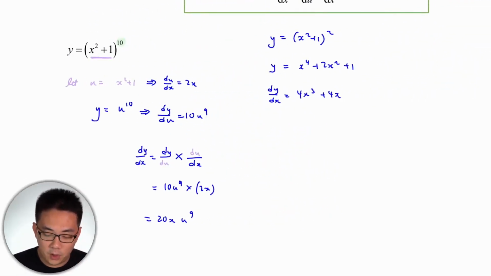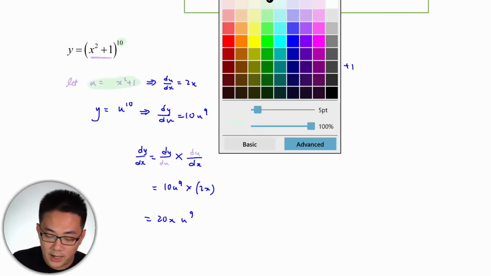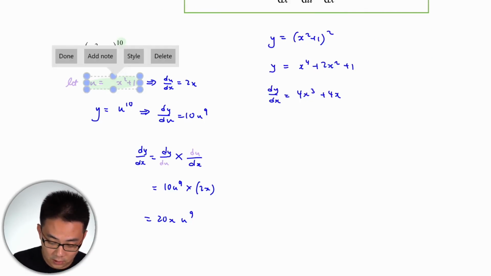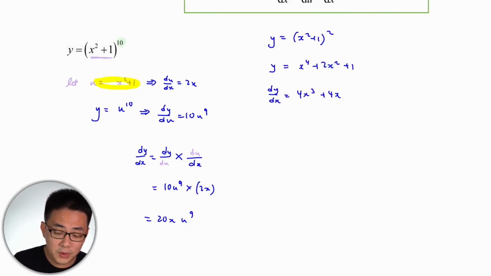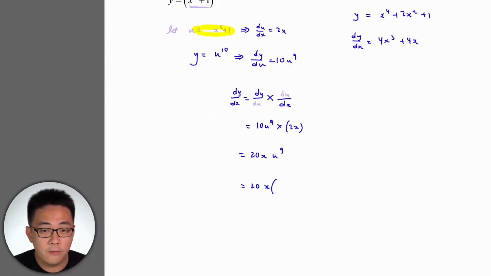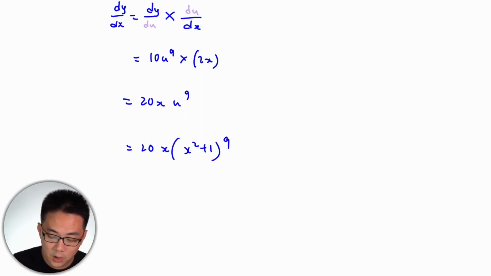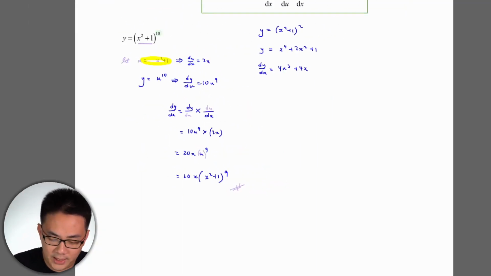But just bear in mind, because u is something you introduced into the equation and not something given in the question, we're going to substitute it back in. So 20x times (x squared plus 1) to the power 9. We just replace our u with this expression here. So done, this is my dy/dx.